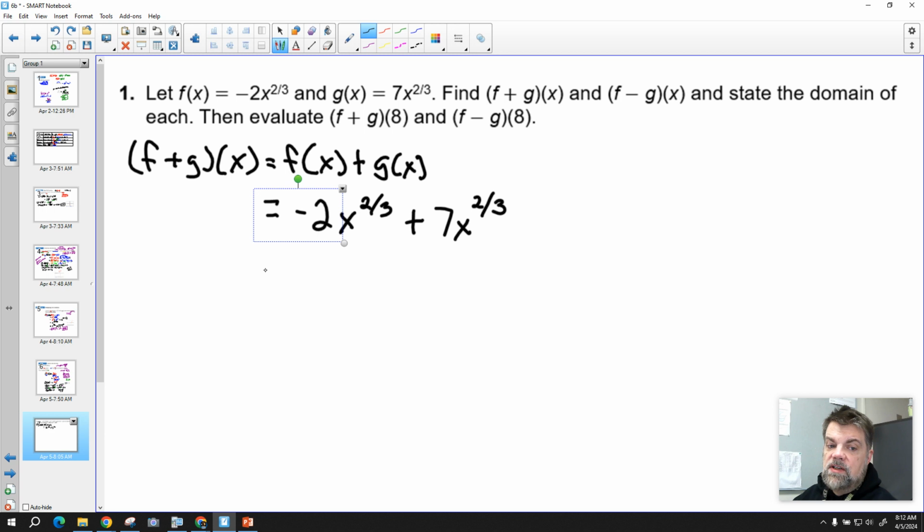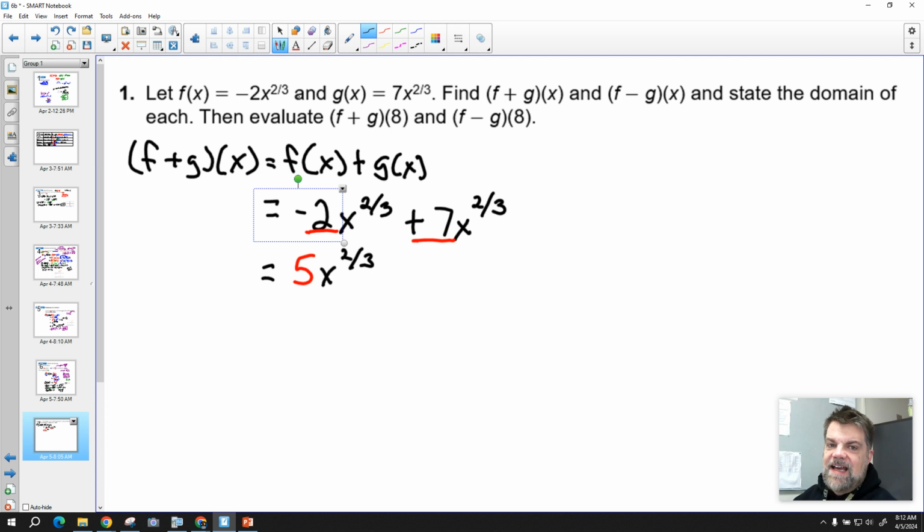So now here's an interesting thing. When you have x's raised to the same power, you're really just combining like terms. So what we're going to do is we're going to say 2, negative 2, and 7, right? So what's 7 minus 2? Just 5. And then we have x to the 2/3.